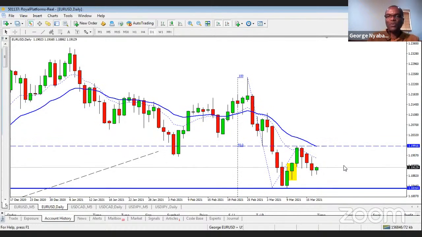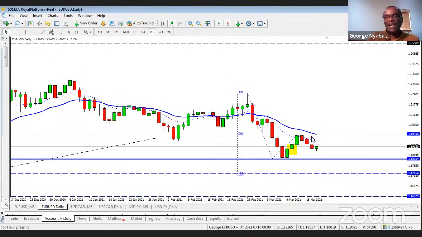Then, of course, remember what we do every day. Just mark the high and the low of the previous day. The low on the 5-minute will be marked in red, and the high in green.